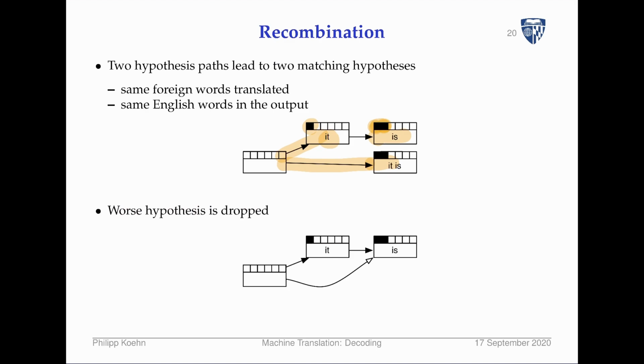So since we now really have an identical hypothesis in terms of coverage and output, and one of them has a higher score than the other, we can throw away the one that has the worst score. And we might keep a back pointer here. We'll actually do this only if we're really interested in the search graph, and sometimes we are.